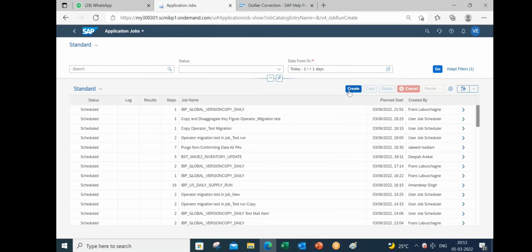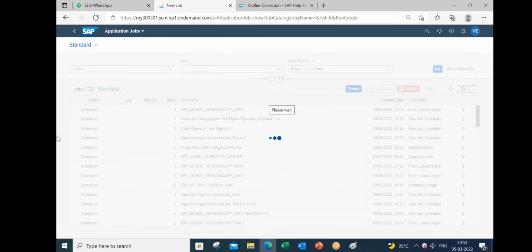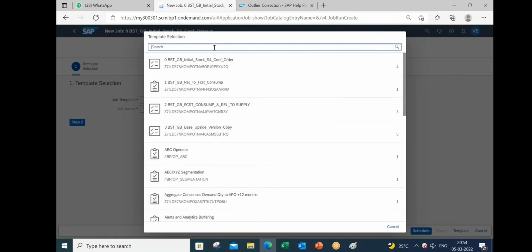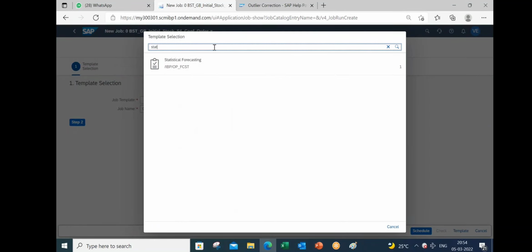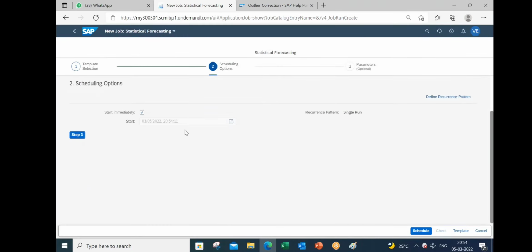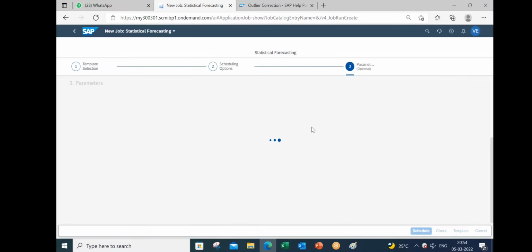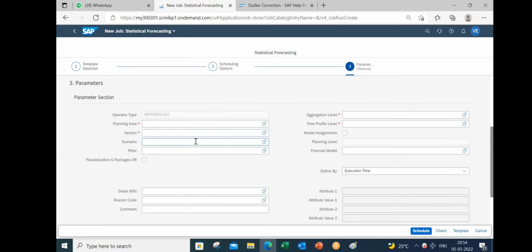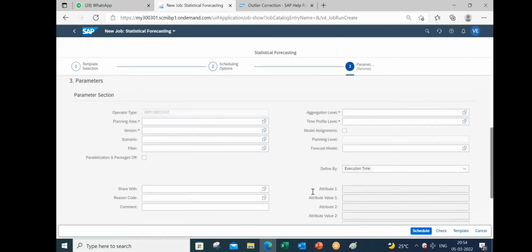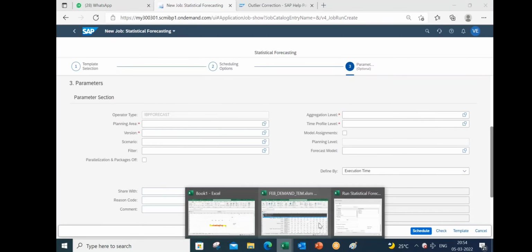This is the same for any job in IBP. You have to go to application jobs and click create. Once you click create, you select your template. Now we are trying to do stat forecasting, so just type stat and you'll get statistical. Select this. Then step 2, scheduling: if you want to run immediately, you can just start immediately. Step 3, it will ask for some information to fill, and you fill and run it. The same information we are getting in our Excel also. So I'll stop here and move to Excel.